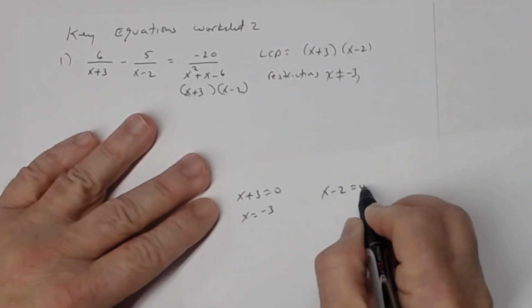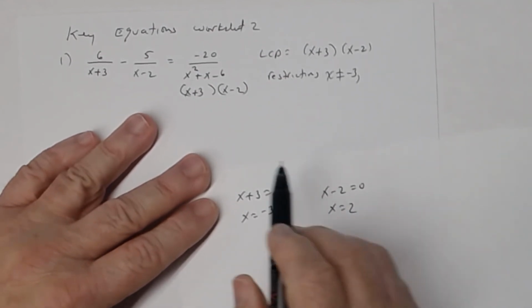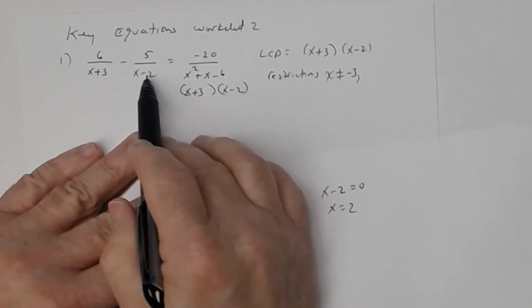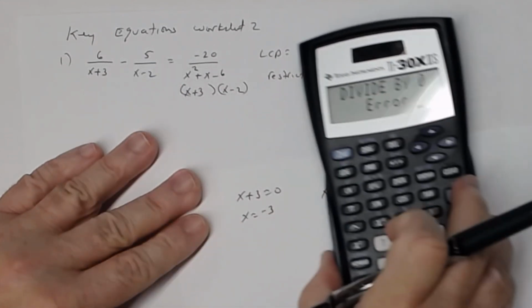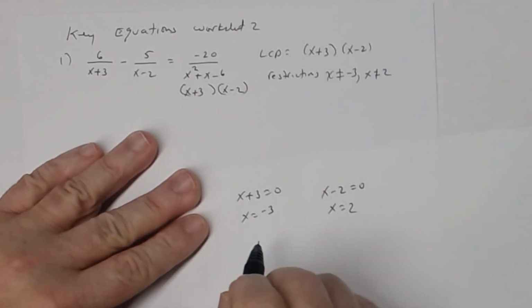Then we go to the next denominator, x minus 2. Where is x minus 2 equal to 0? Well, x minus 2 equals 0 when x equals 2. So 2 minus 2 is 0, and 5 divided by 0 is undefined. We just talked about that. So there's your other restriction: x cannot equal 2.